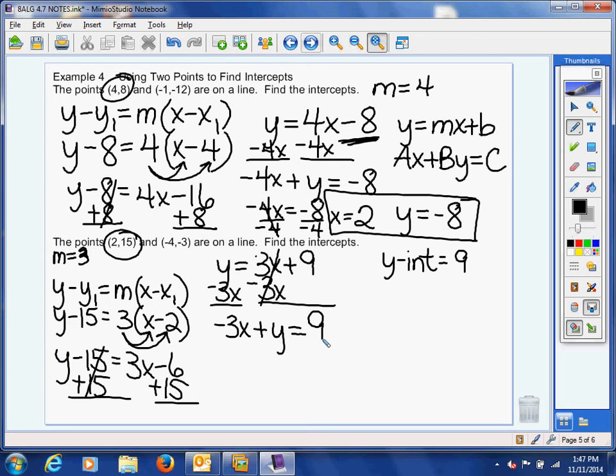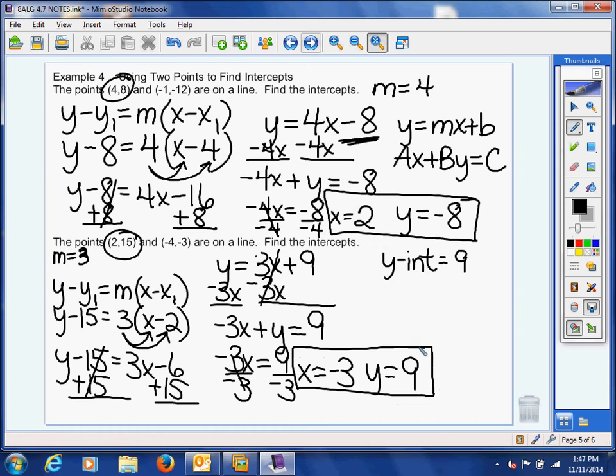Okay, use your cover-up method. Use your pencil or your fingertip and put it over the y. Okay, do you see the equation negative 3x is equal to 9? Well, good, solve for x. And x is negative 3. So there's your x-intercept. Do the same thing, cover up with your pencil or your fingertip, cover up the negative 3x. Do you see y equals 9? Good, there's your two intercepts.